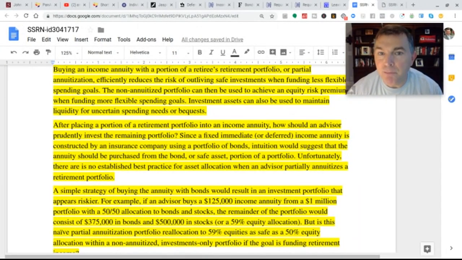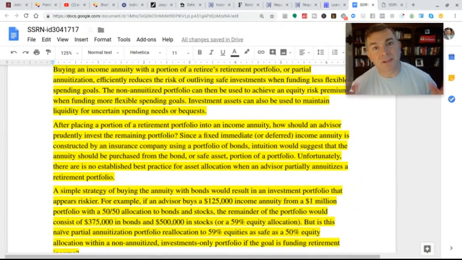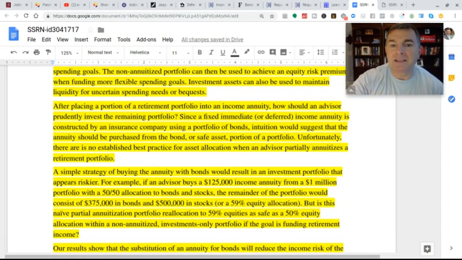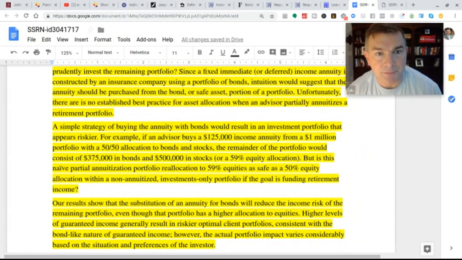Since a fixed, immediate, or deferred income annuity is constructed by an insurance company using a portfolio of bonds, intuition would suggest that the annuity should be purchased from the bond or safe asset of the portfolio. So remember, we're going to talk about strategy here. Unfortunately, there are no established best practices for asset allocation when an advisor or you partially annuitizes a retirement portfolio. So he gives us an example here.